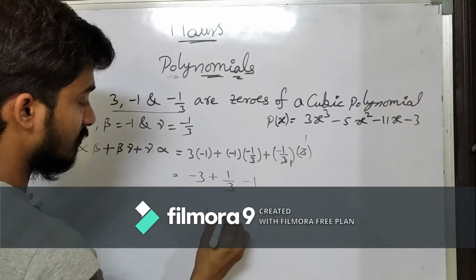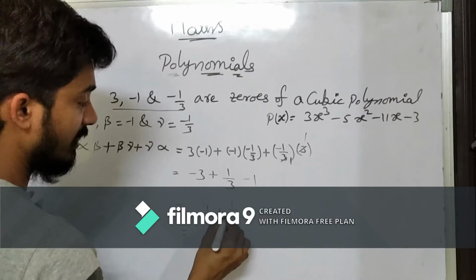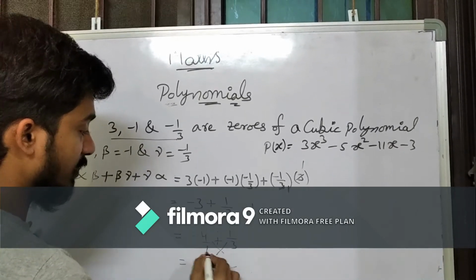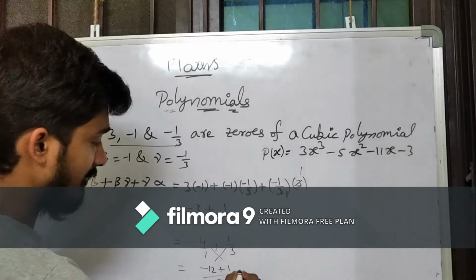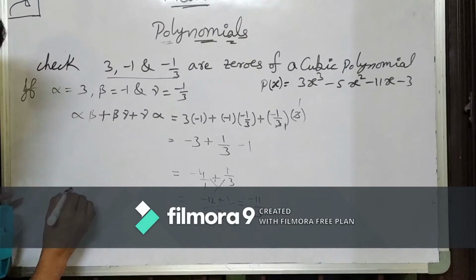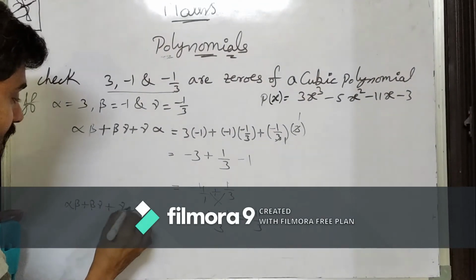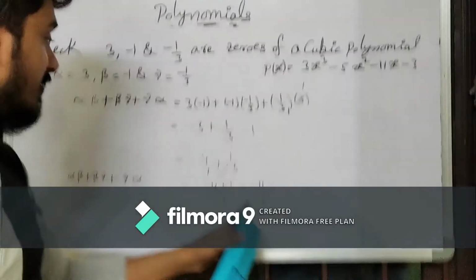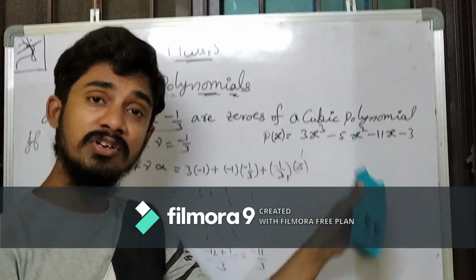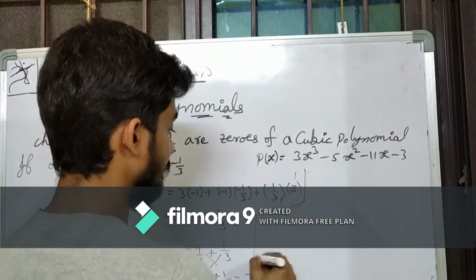Minus 4 means minus 4 by 1, plus 1 by 3. 1 into 3 is 3. By doing cross multiplication, minus 4 into 3 is minus 12, plus 1 into 1 is 1. Minus 12 plus 1 is minus 11 by 3. The sum of the product of the zeros equals minus 11 by 3. This one is by using zeros. Next, by using coefficients of the cubic equation.